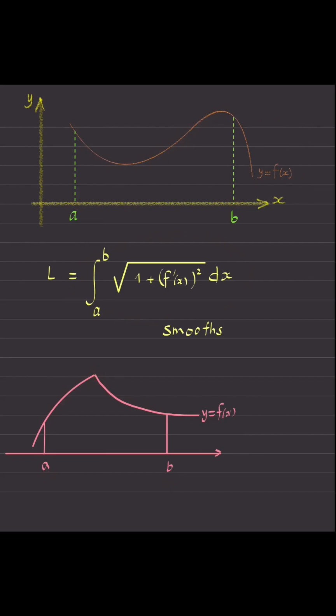Of course, it doesn't mean that I cannot calculate the arc length in this scenario, but I have to break this into two curves. So I have to calculate the integral from a to c, and then calculate it from c to b, and then add them up. But if I want to use this formula, the function should be differentiable. The curve should be continuous without sharp points.